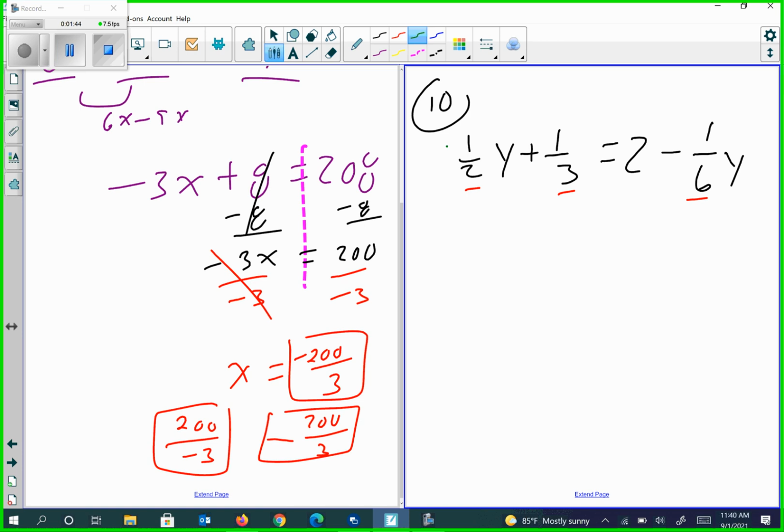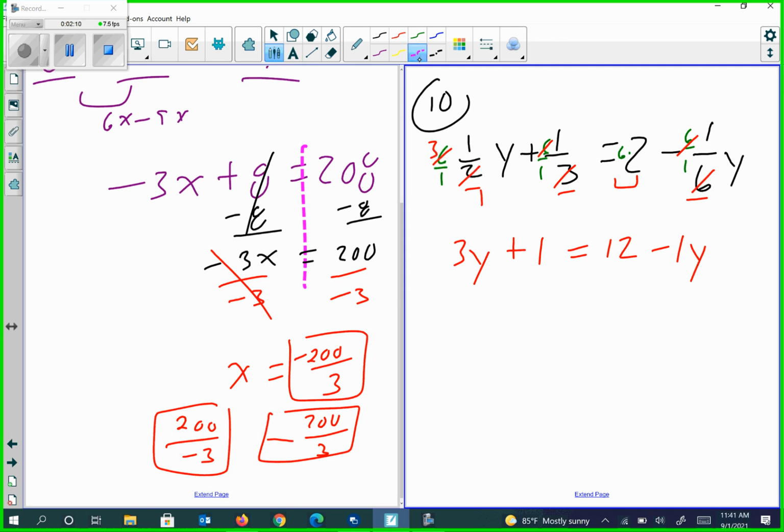So I'm going to multiply this by 6 over 1, this by 6 over 1, this one by 6, and this by 6 over 1. And if I do that, I get 3y. If I do this, I get plus 1. This just gives me 12. This cancels that, gives me negative y, or negative 1y.